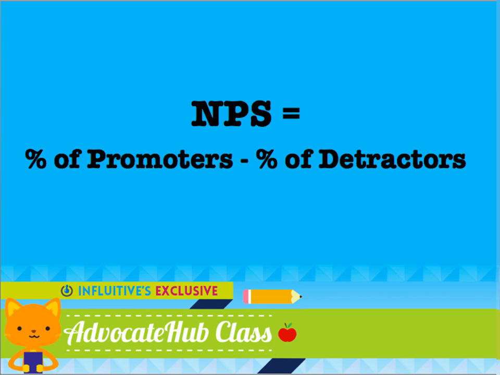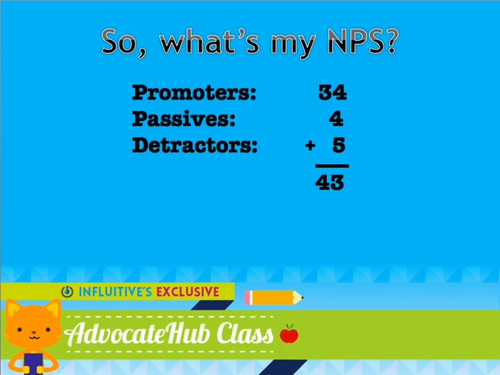Now let's talk about how we determine your NPS. Every company, every provider has an NPS. We determine this by this simple equation: the percentage of your promoters minus the percentage of detractors. This is your NPS, your net promoter score. Now, here's an example. Let's say in our survey we have 43 customers, 43 consumers respond to our survey. 34 gave us a score of 9 or 10.